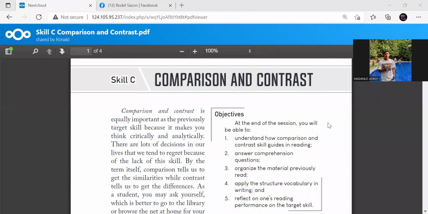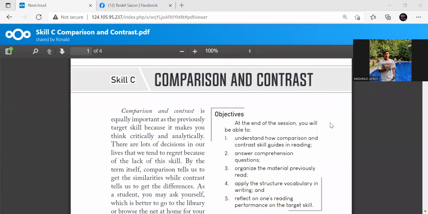For example, if you want to compare Claude's Cafe, which is an a la carte restaurant where I used to work, and Jollibee, you have to look for three things wherein you will compare them. So probably you would want to compare price, the type of service that they offer, or the type of food that they serve. So those were the three areas of comparison.